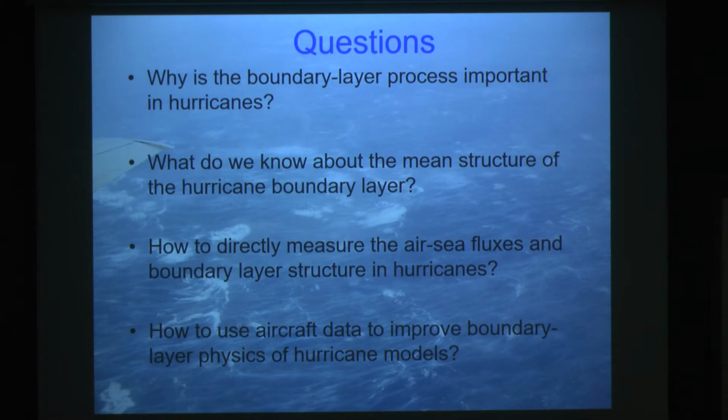So I'm going to discuss these four questions. The first question is, why is the boundary layer process important in hurricanes, and what do we know about the mean structure of the hurricane boundary layer? Then, how do we directly measure air-sea fluxes and boundary layer structure in hurricanes? And at the end, I'm going to briefly talk about how we use these observations to improve the model physics.